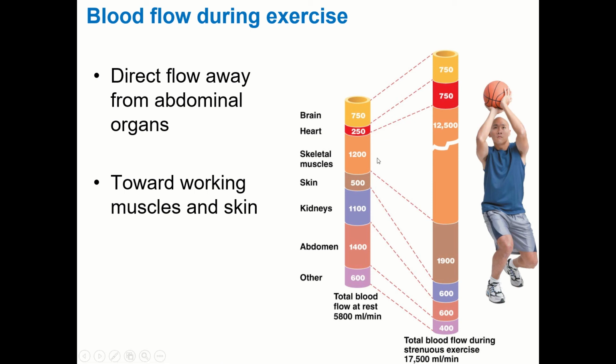Either way, at rest, you can see that they send about 1.2 liters to the skeletal muscles, only about 250 mLs to the heart, or 0.25 liter, 750 to the brain, not very much to the skin. But you can see at rest that the kidneys get 1.1 liters, and then the abdomen, so things like the liver, the gastrointestinal tract, etc., get 1.4 liters.